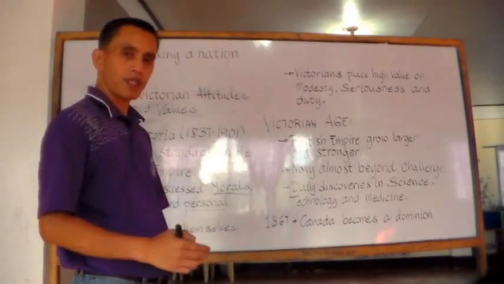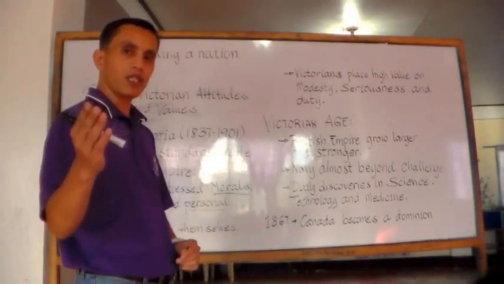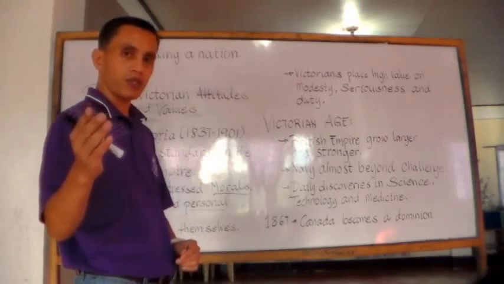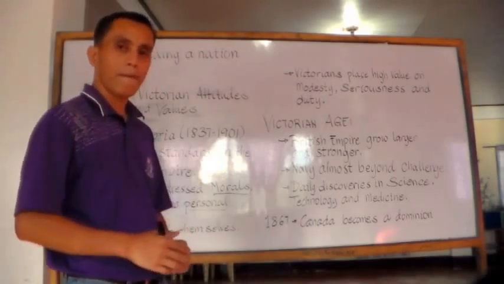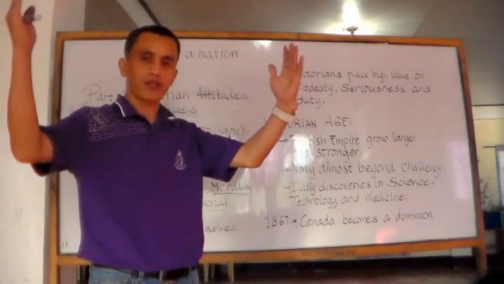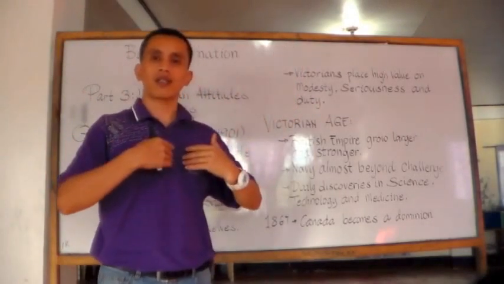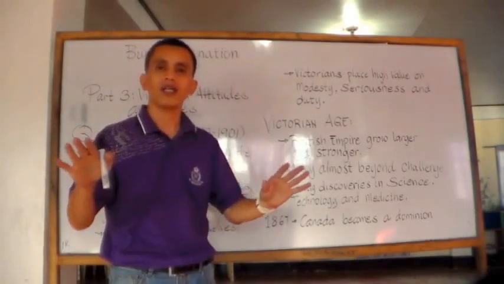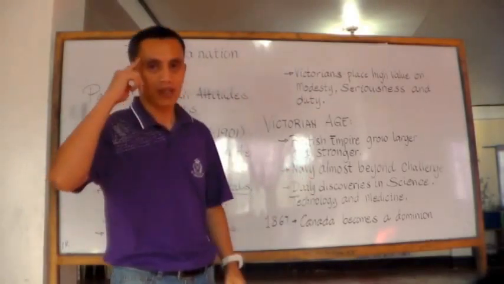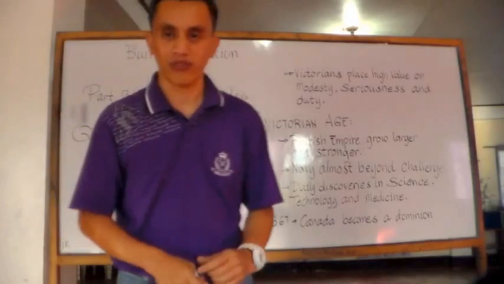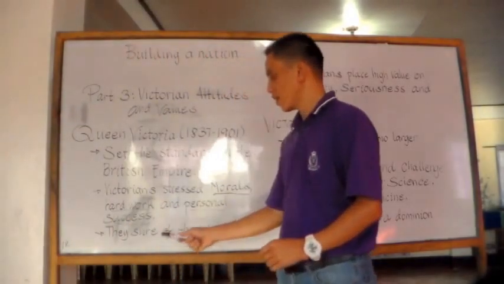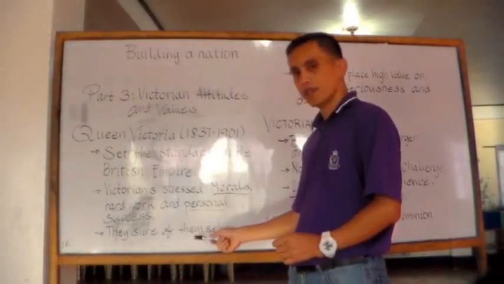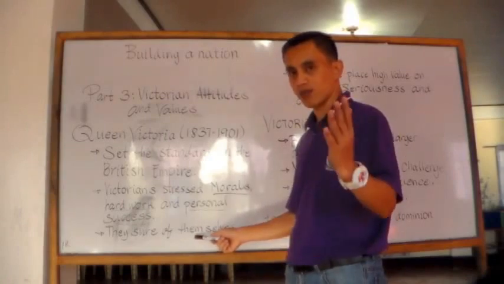Also, Victorians believe in themselves. They don't have any doubt because they have a high value. The value is set in their hearts and in their mind. They don't have anything but value and belief. They are sure of themselves, no doubts.